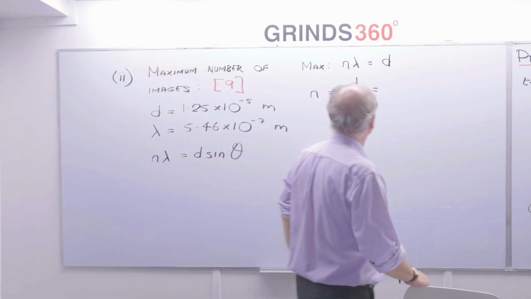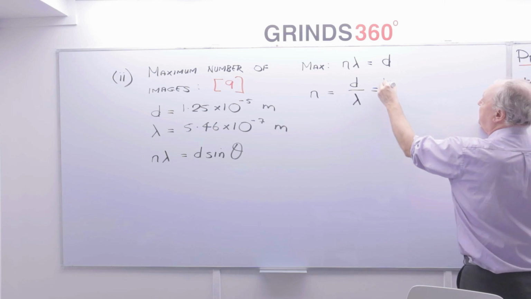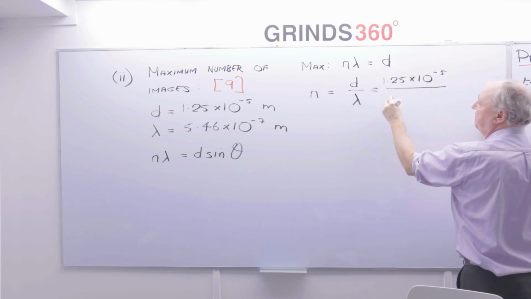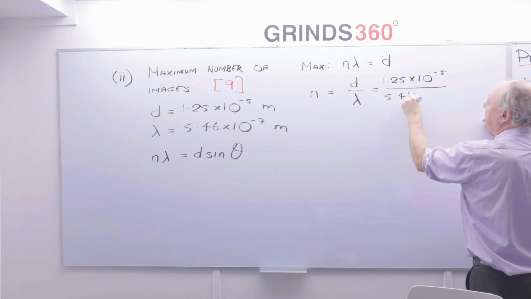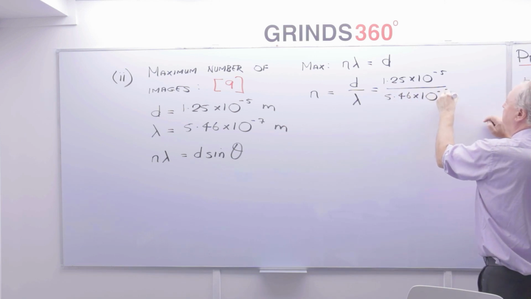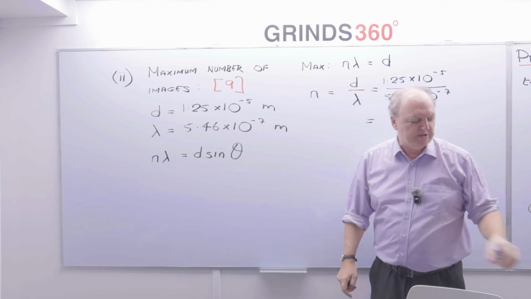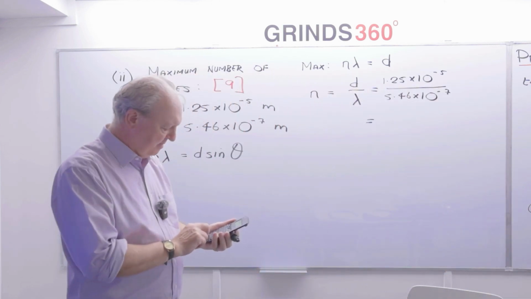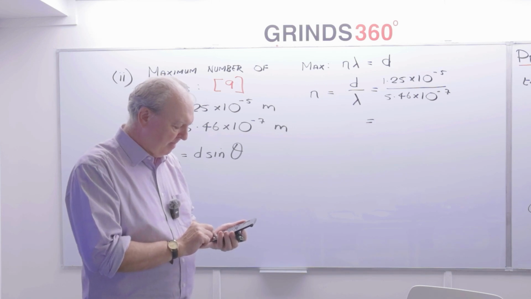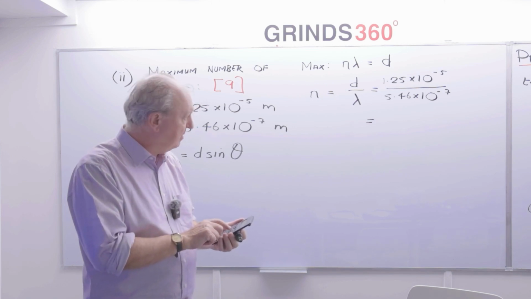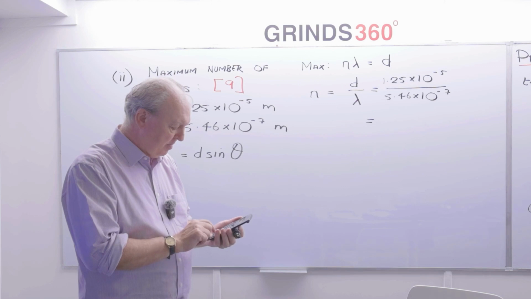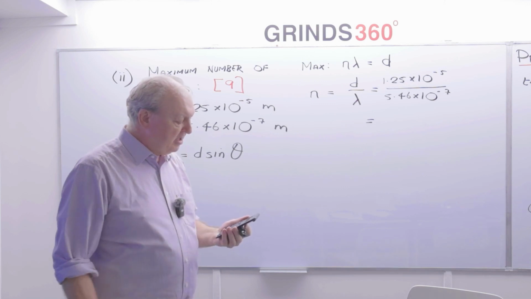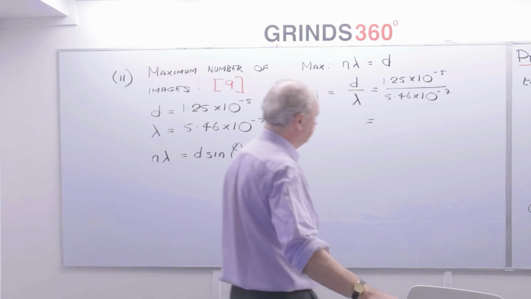So d is 1.25 by 10 to the power minus 5. And lambda is 5.46 by 10 to the power minus 7 meters. I'm going to put that into my calculator. When I put that into my calculator, I get, say, 22.9.